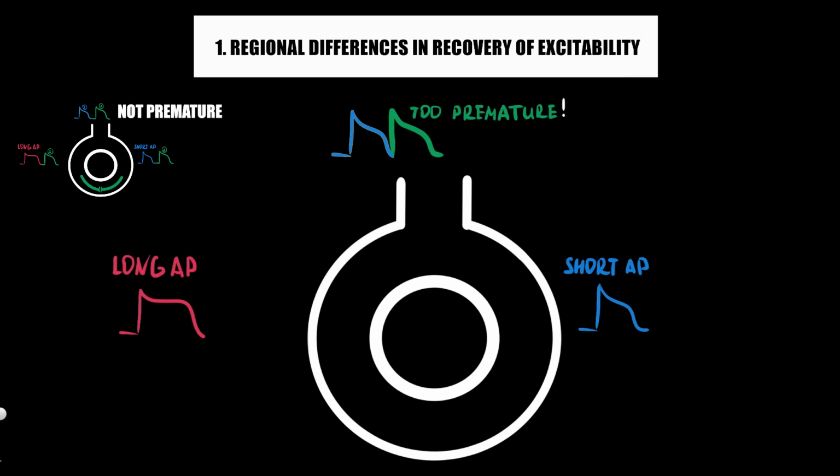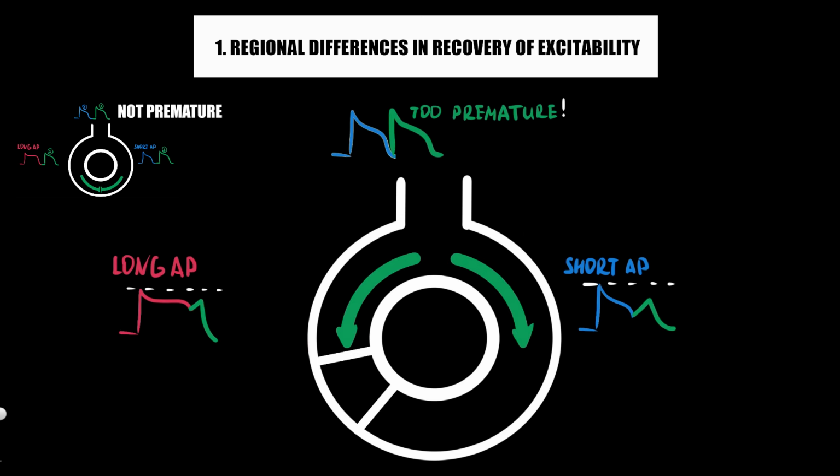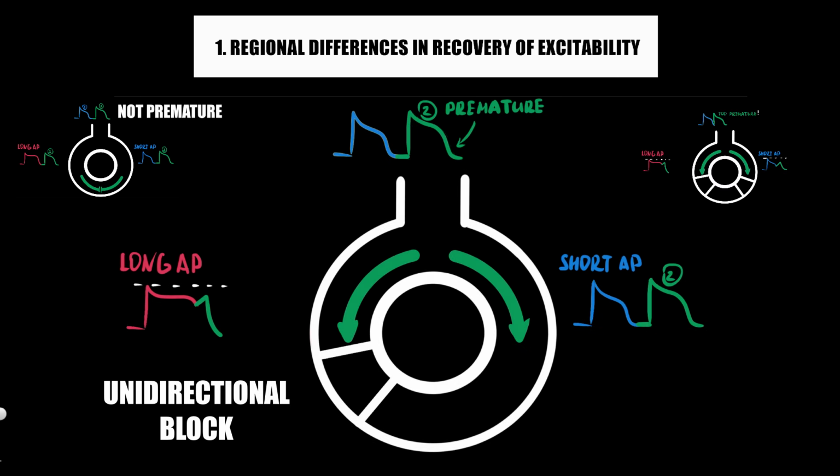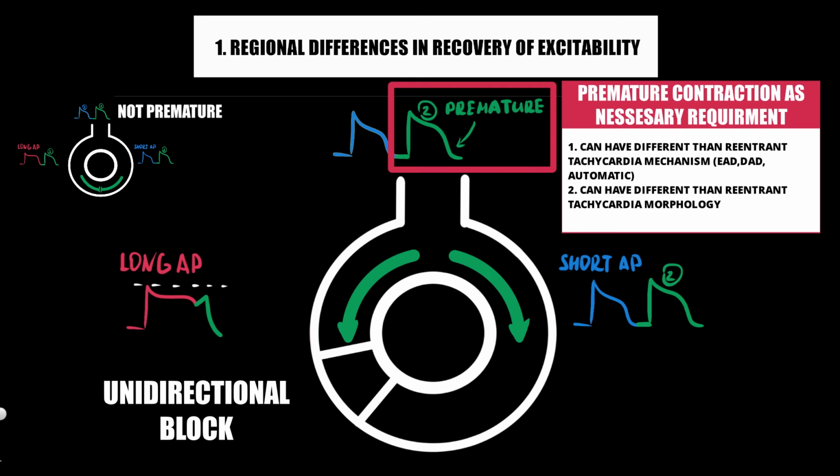When the premature impulse occurs too early, both left and right parts of the circle still have not recovered excitability, so the impulse reaches these sites during effective refractory periods. In this case, bidirectional block occurs. As a result, reentry doesn't form. So, as you see, premature contraction is a necessary requirement for reentry initiation. It should be noted that it can have a mechanism other than reentrant tachycardia, such as triggered activity or automatism, and also the premature impulse can have different morphology.